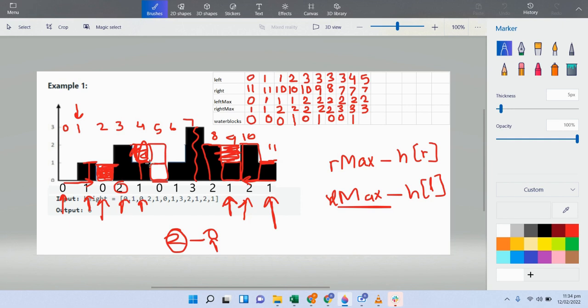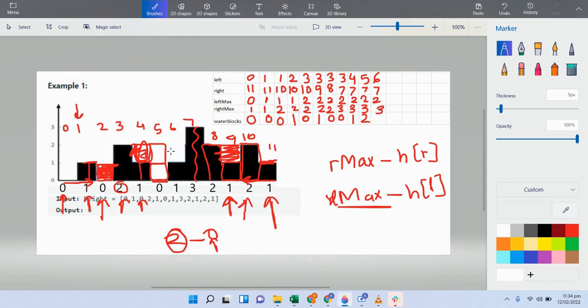2 minus 0 is 2. So I can store 2 blocks of water here, and I will write 2 here. Then left max is less than right max. Go to 6, keep this 7. And this value is 1. We are not going to update the left max pointer. We'll keep it 2, and we'll keep this 3.